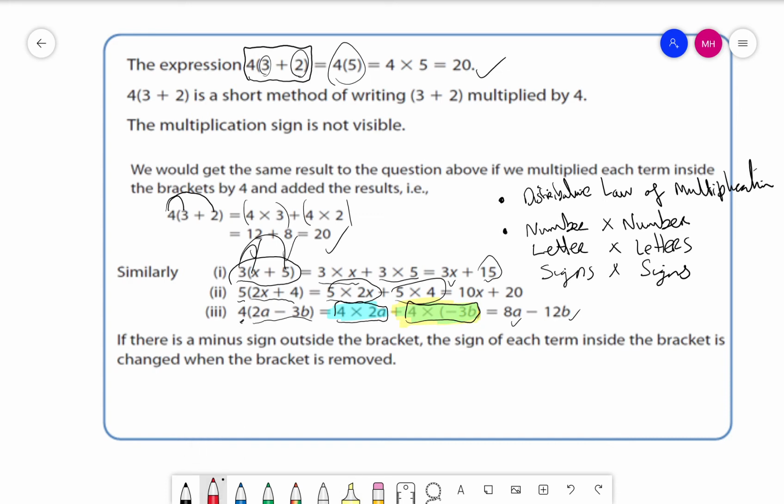What's happened here? Well, we've multiplied the number by the number. The 4 got multiplied by the 3 to give us the 12. We multiplied the letter by the letter, so there's no letter here, so we just end up with the b. Then we multiplied the signs by the signs, where we multiplied the plus by the minus to give us minus. So if you stick to those three things, and understand that what you're doing when you're multiplying this by this and this by this, that's known as the distributive law of multiplication.